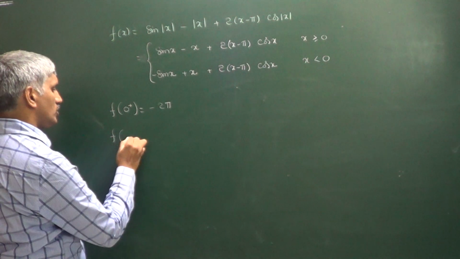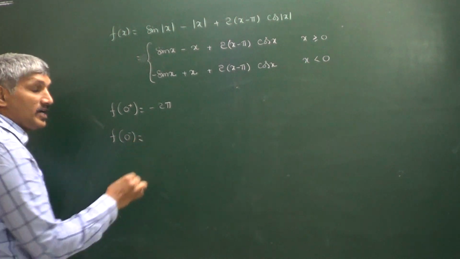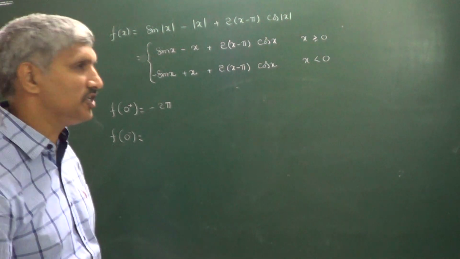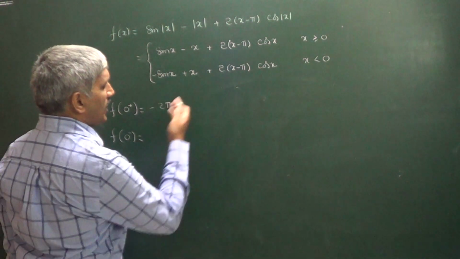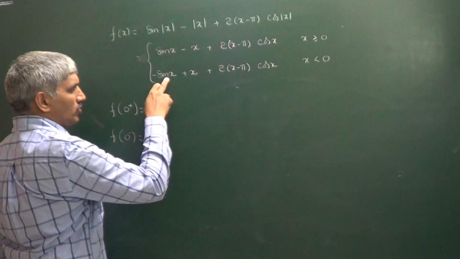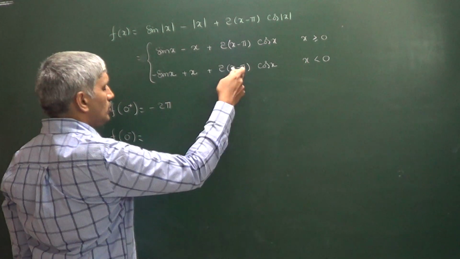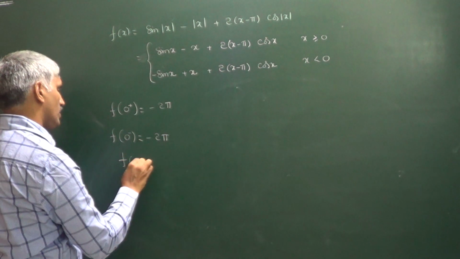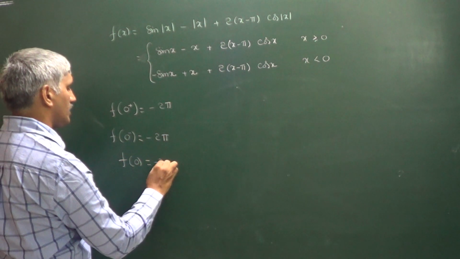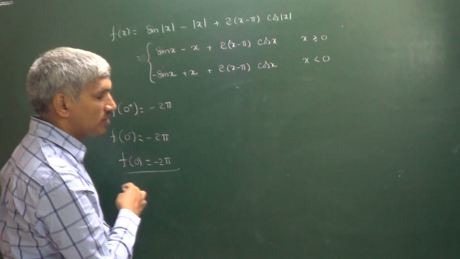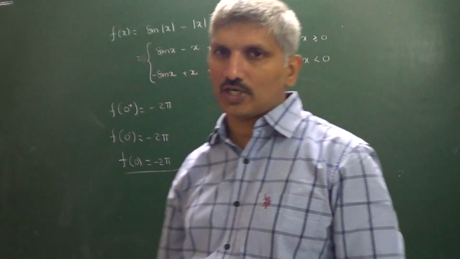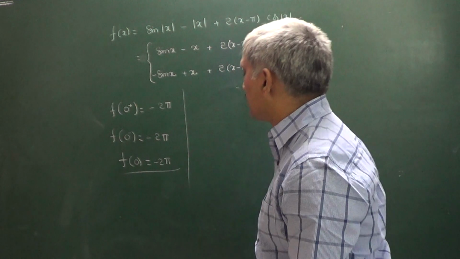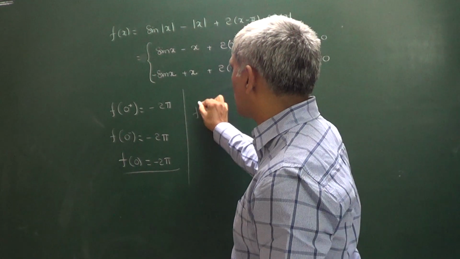Next, f of 0 minus, that means I am finding the left hand limit for the continuity. F of 0 minus means this function, put x equal to 0, same you will get minus 2 pi, and at the same time f of 0 also you will get minus 2 pi. So no doubt the function is continuous at x equal to 0. Okay, we'll check the differentiability. Let's differentiate this one.